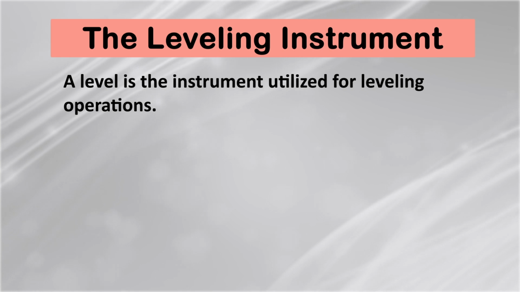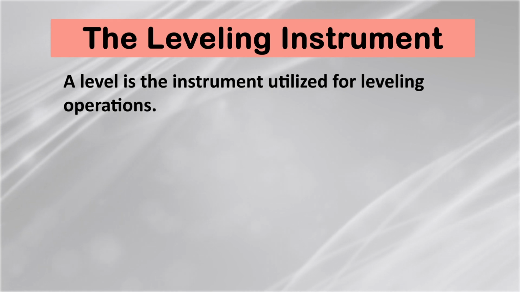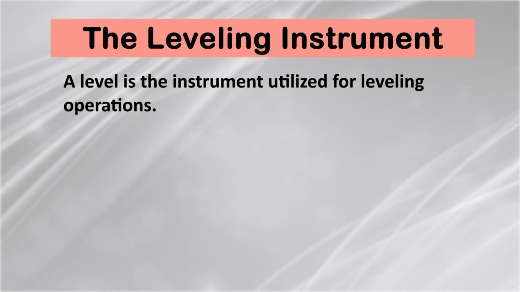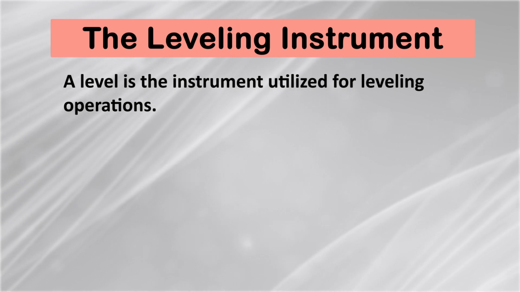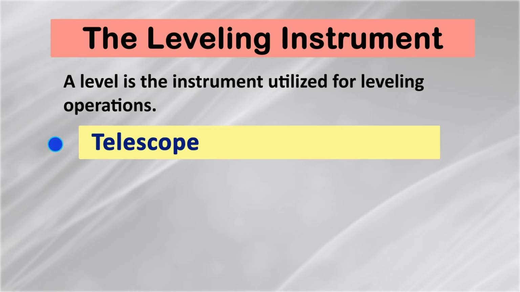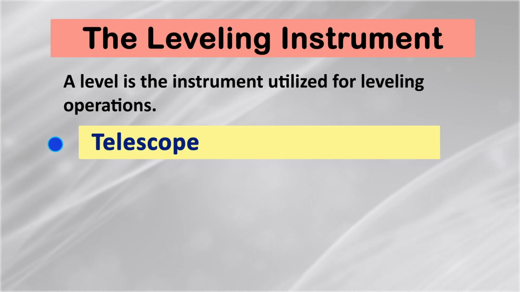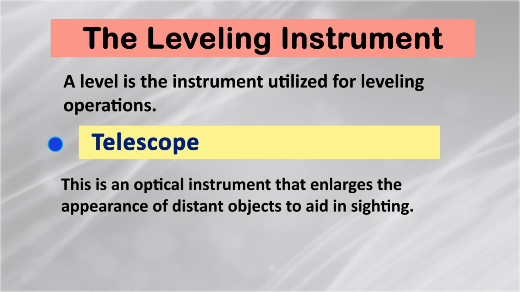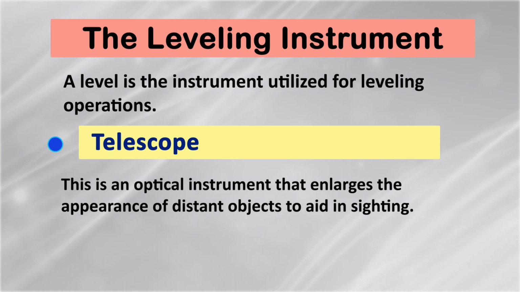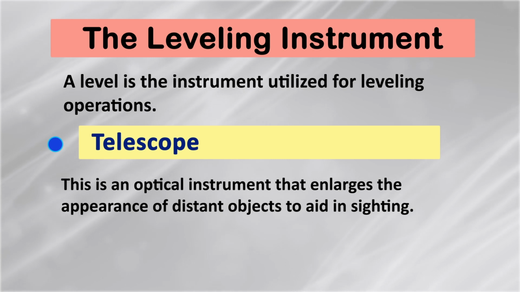Next, we will discuss the leveling instrument. A level is the instrument utilized for leveling operations. It is composed of several essential components which we will be dealing with one by one. First is the telescope. It is an optical instrument that enlarges the appearance of distant objects to aid in sighting.